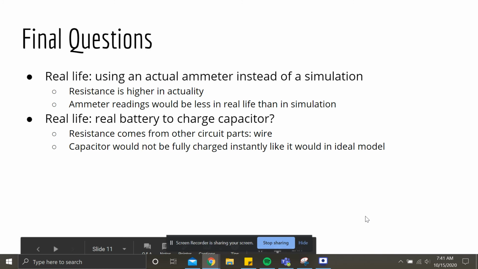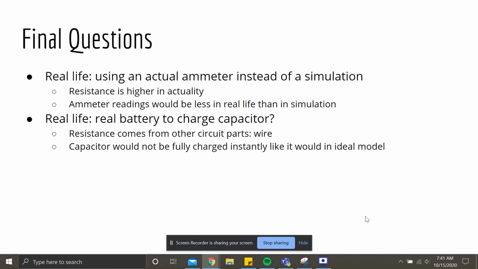Some final questions asked about this situation in real life using an actual ammeter instead of a simulation. And in real life, the resistance would be higher and the ammeter readings would be lower versus in our simulation. In terms of using a real battery to charge a capacitor, we would be interacting with resistance that comes from other parts of the circuit, like the wire, meaning the capacitor would not be fully charged instantly as suggested by an ideal model.